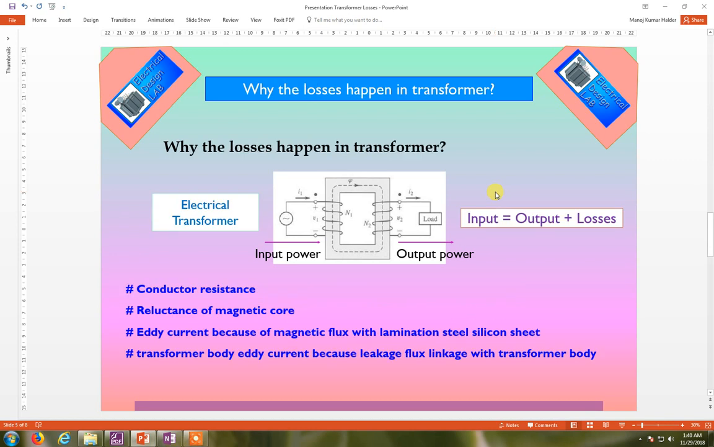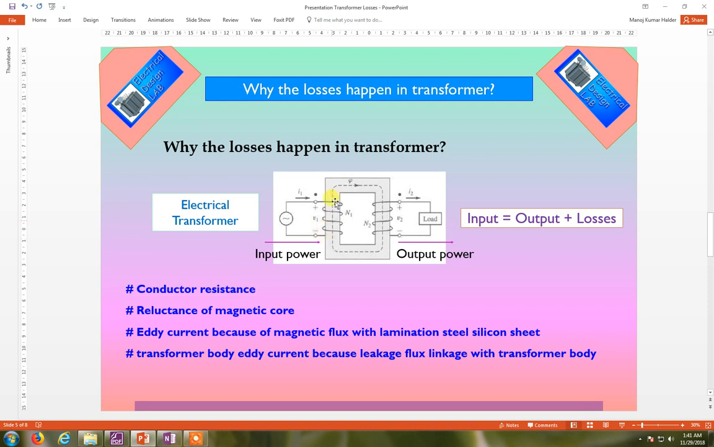So in this lecture, in the previous slide, we already understood what a transformer is. Now we will know why the losses happen in a transformer. Okay, so look at the figure. Here the source is connected to this coil, that is the primary coil, and as it is connected, current I1 is flowing through it.